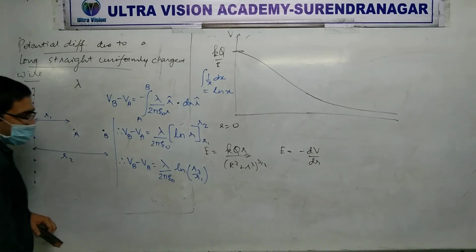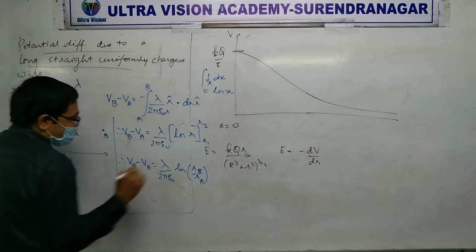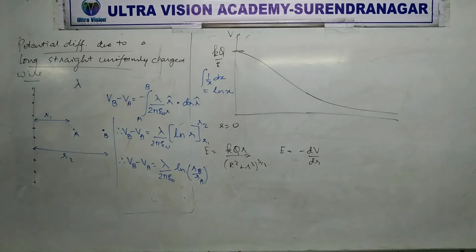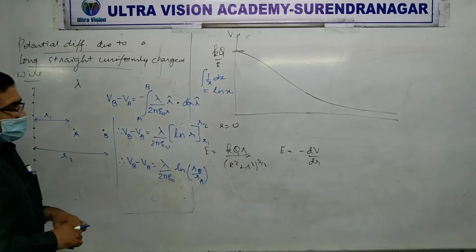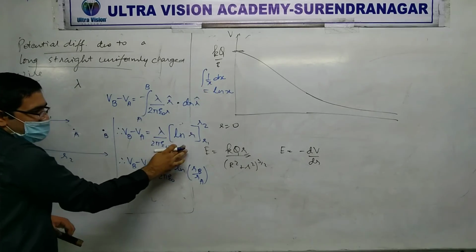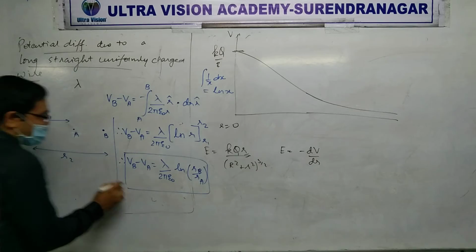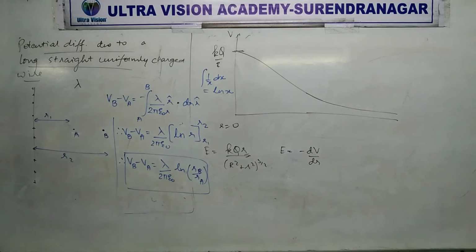If you find this tough to remember, what can you write in place of r2? You can write rb, and in place of r1, ra. That also will do. Is it clear? The integration of 1 by r is ln r, and then we put the limits. Remember, this is the formula of potential difference for a uniformly charged long straight wire.